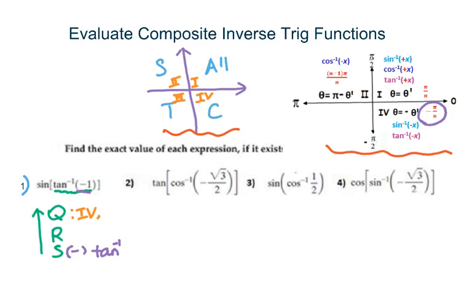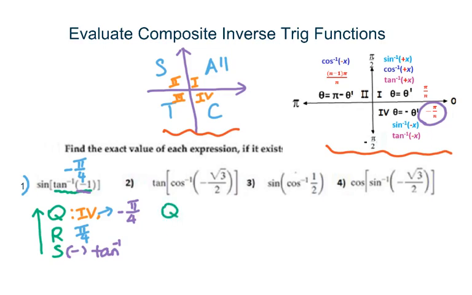Pattern will be negative pi over n. What's the reference angle? Reference angle will be pi over 4. Therefore, we got the negative pi over 4. That's the answer, negative pi over 4. Then we got the negative pi over 4. We need to work on sine of negative pi over 4 now.